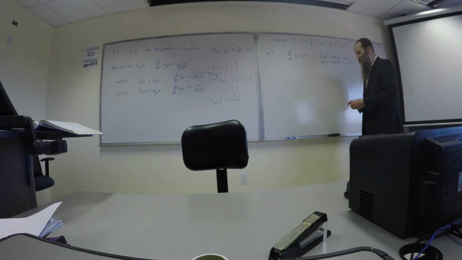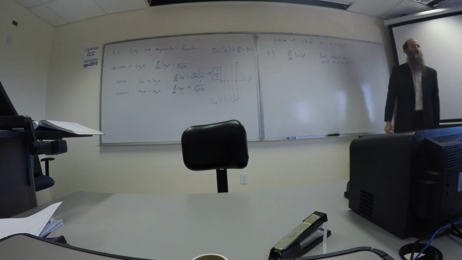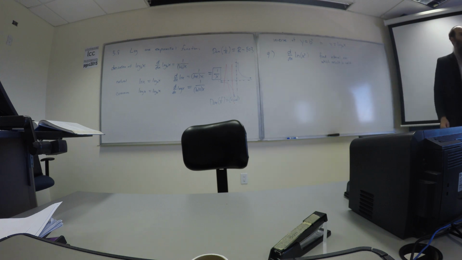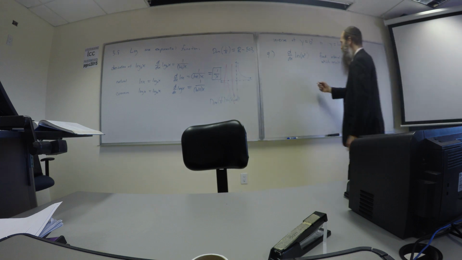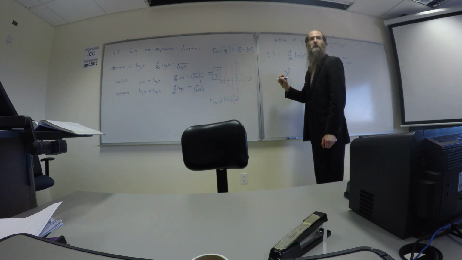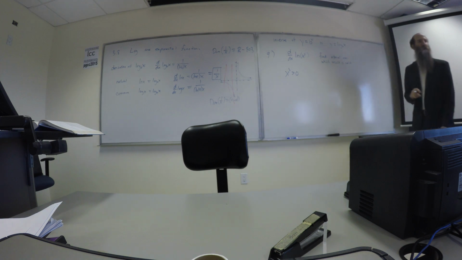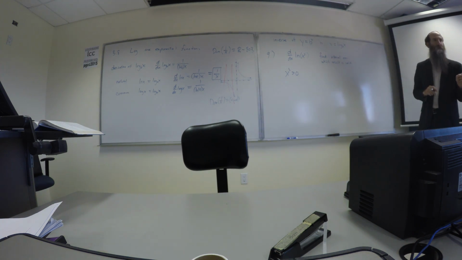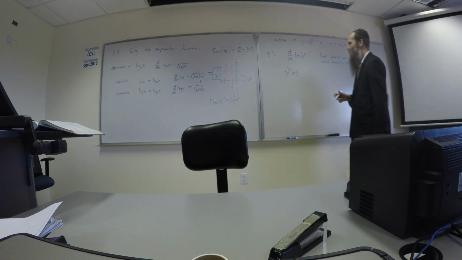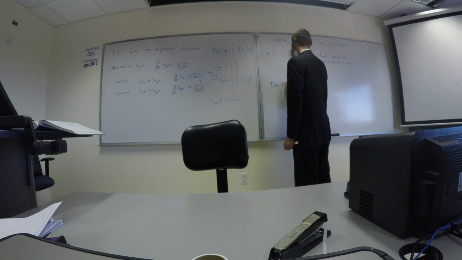So, what can you not put into a logarithm? What kind of number can you not put into a logarithm? Negative and 0. So what you need is to find out where x squared is positive. Where is x squared positive? You're close. Not 0. Everywhere except 0.